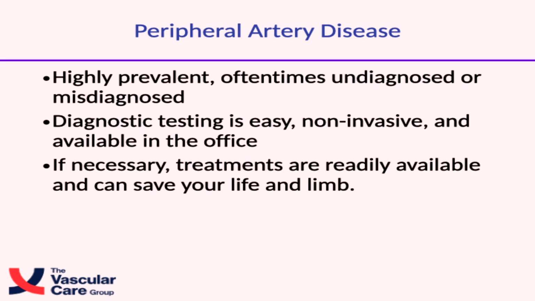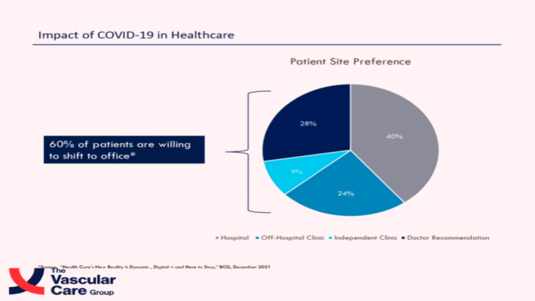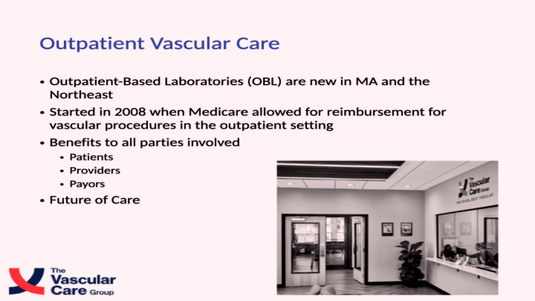So what's new in 2024? One of the advantages of COVID is that patients have become much more willing to avoid the hospital. Massachusetts is a bit of a discrepancy here, but very commonly outside of Massachusetts, patients will seek care in an office setting. And now 60% of patients would rather be treated in an office than in a hospital. So vascular care has now shifted very much to an outpatient basis as well.